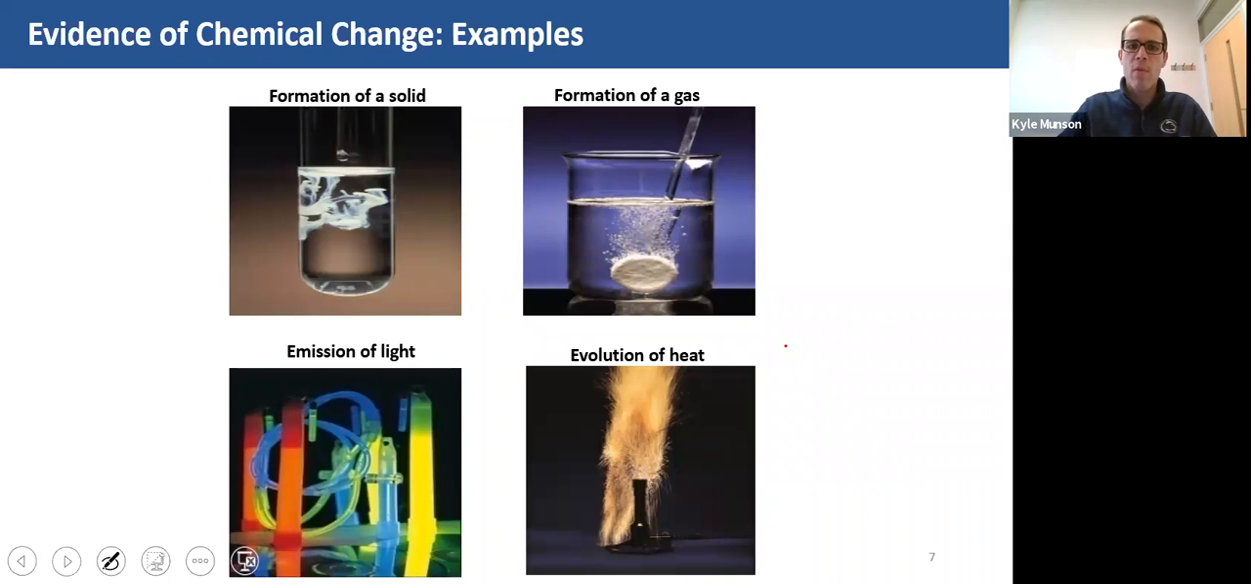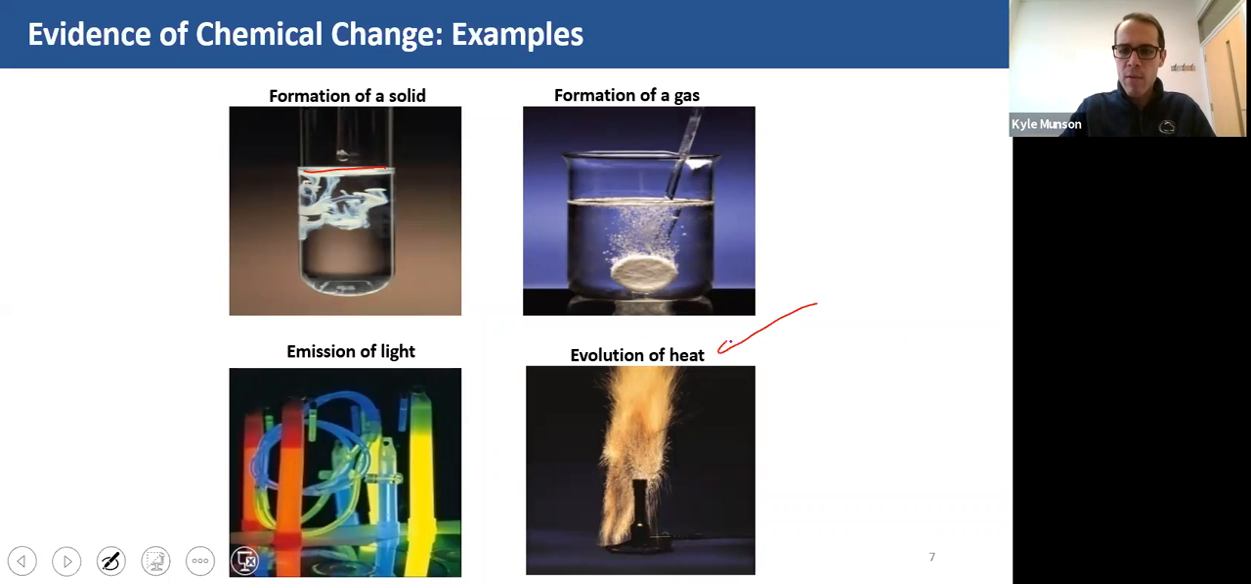You can also have the formation of a solid. Again, you mix 2 chemicals together and you form a solid. Formation of a gas, emission of light, the evolution of heat, where you have heat given off in this reaction. All of these are examples of chemical reactions, or evidence, I should say, of chemical reactions that we can use to determine what's going on in the laboratory. And this is something that, again, you've already done in an experiment.